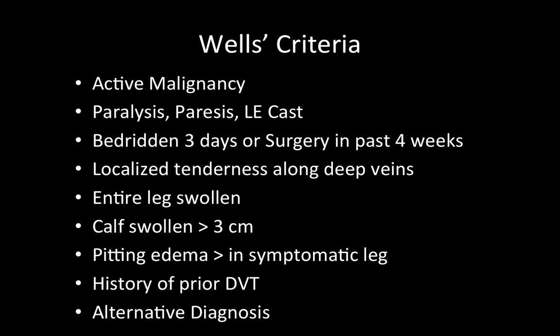Again, general anesthesia, major regional surgeries. Does the patient have localized tenderness along the deep veins? This is not varicose veins, which can be tender, but specifically along the deep veins. Is the entire symptomatic leg swollen? Is the calf swollen greater than 3 centimeters? You don't really need to know this measurement, but this is 10 centimeters below the tibial tuberosity, and then you compare bilaterally. Pitting edema, greater in the symptomatic leg. Prior history of DVT. And do you have an alternative diagnosis that decreases the likelihood of DVT?